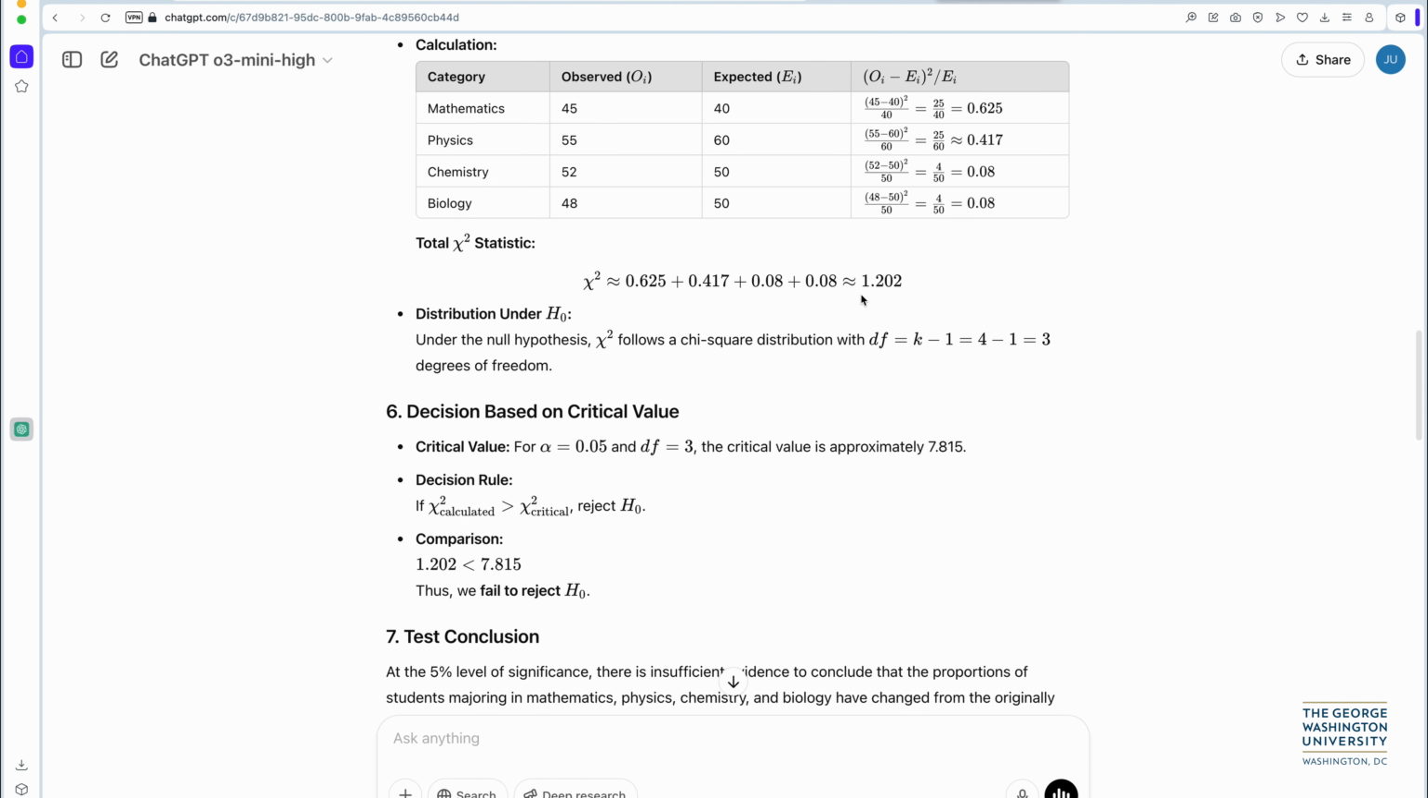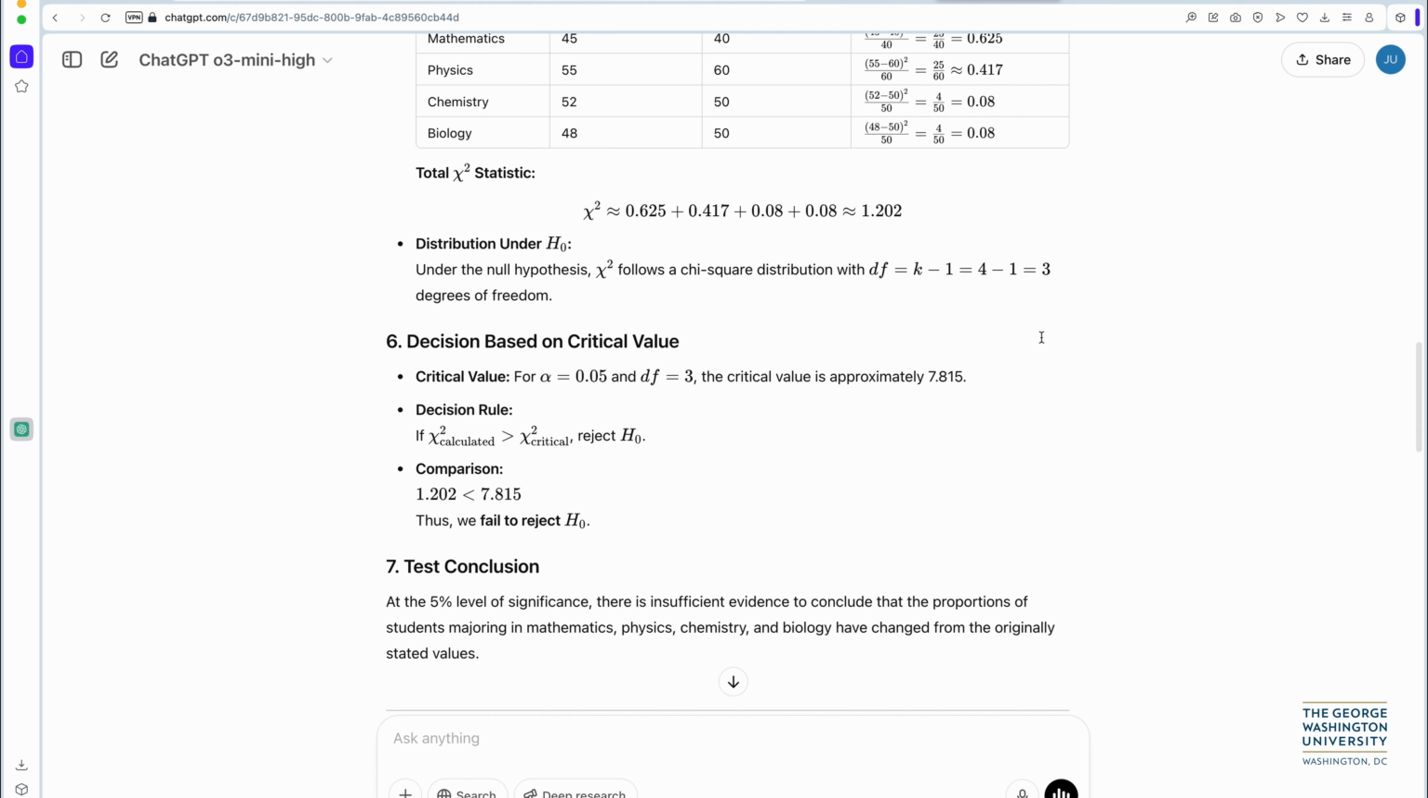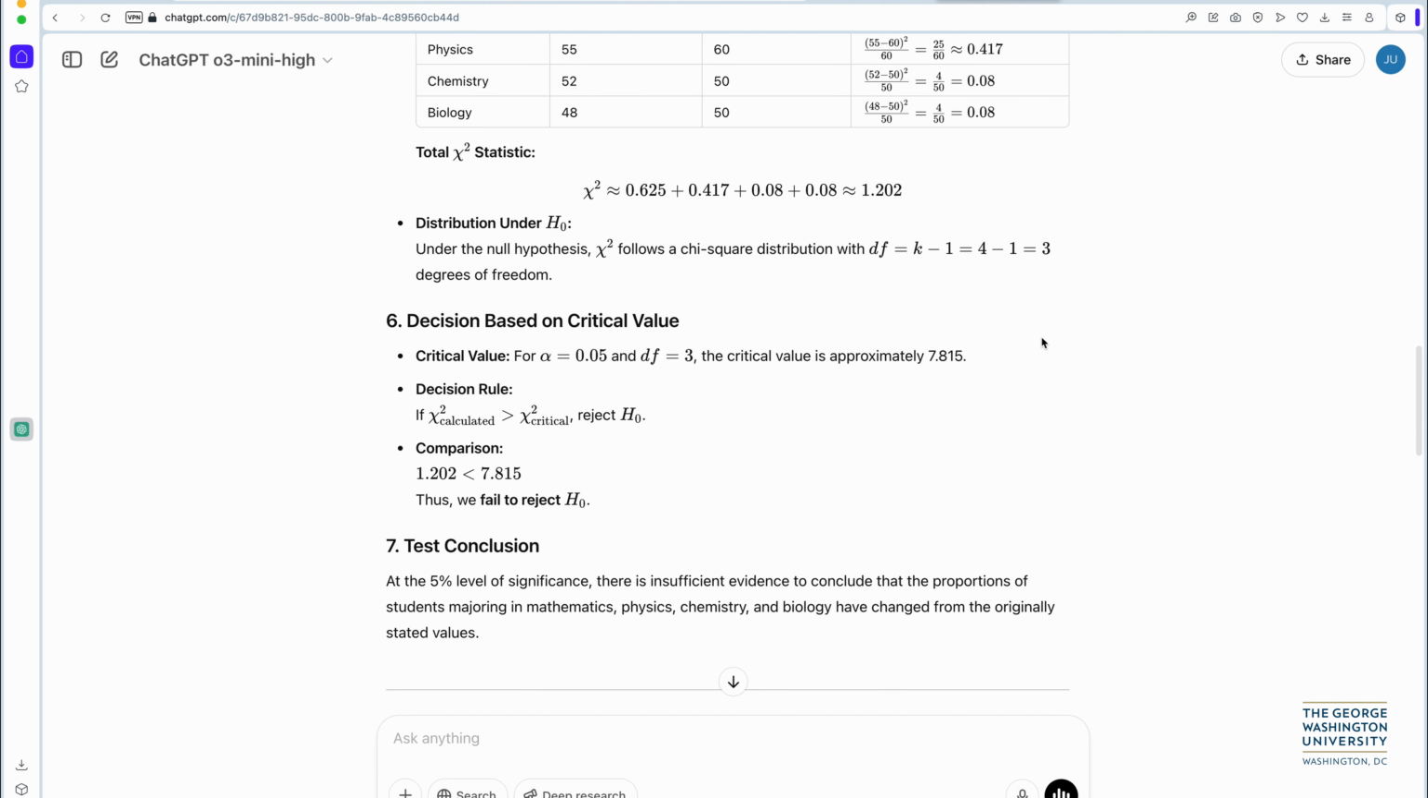And it also got 1.202. So that's great. And then under the null hypothesis, 4 minus 1 is 3. So I'm happy with that. The decision rule for alpha equals 0.05 and 3 degrees of freedom, the critical value is approximately 7.815.